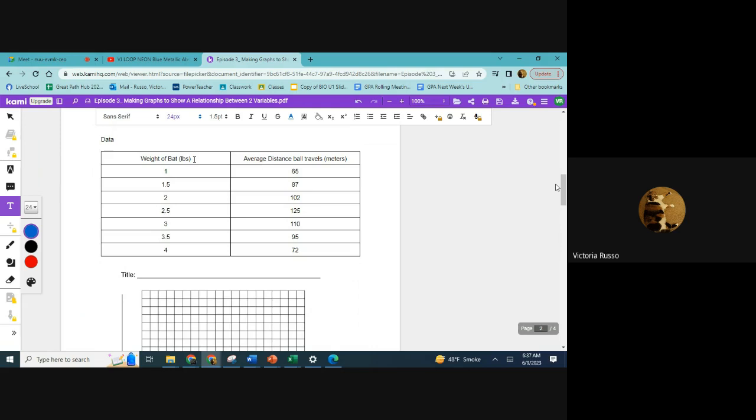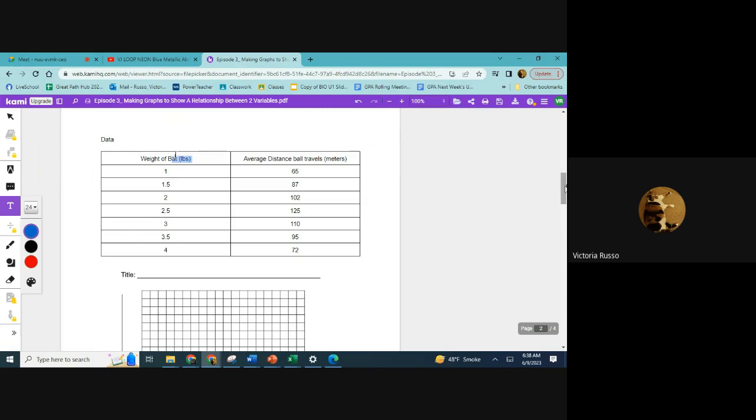But in the United States, when we play baseball, they measure the weight of the bat in either pounds or even sometimes ounces. So we're going to be measuring the weight of the bat in pounds and the average distance the ball travels in meters. In Major League Baseball, they do actually measure the distance the ball travels on home runs in feet. Again, because we do not use the metric system, and meters is a metric unit. But I figured we would do one non-metric unit and one metric unit.